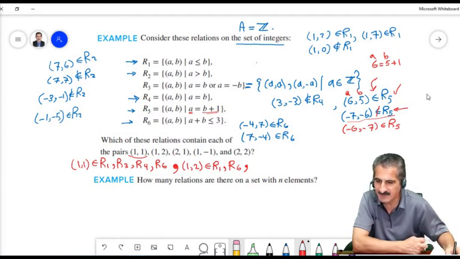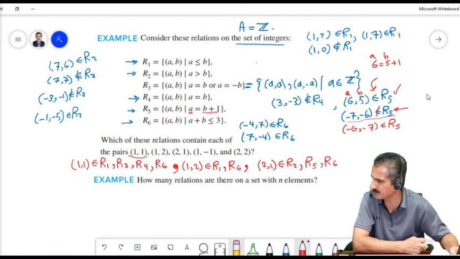What's left? Let's go to (2, 1). Does it belong to R1? No, because 2 is not less than or equal to 1. Does it belong to R2? Yes, because 2 is greater than 1. It does not belong to R3 or R4. It does belong to R5. And it does belong to R6, because 1 plus 2 is less than or equal to 3.